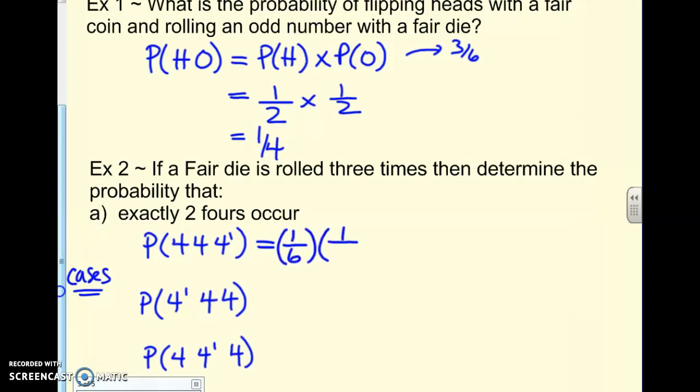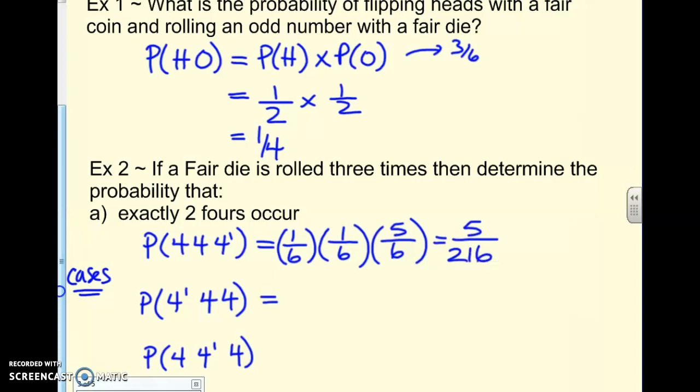Probability that I got a 4 the second time would be 1 out of 6. And the probability that I do not get a 4, there are 5 out of the 6 options that are not a 4. So I multiply those together. So altogether, I have 5 out of 216.